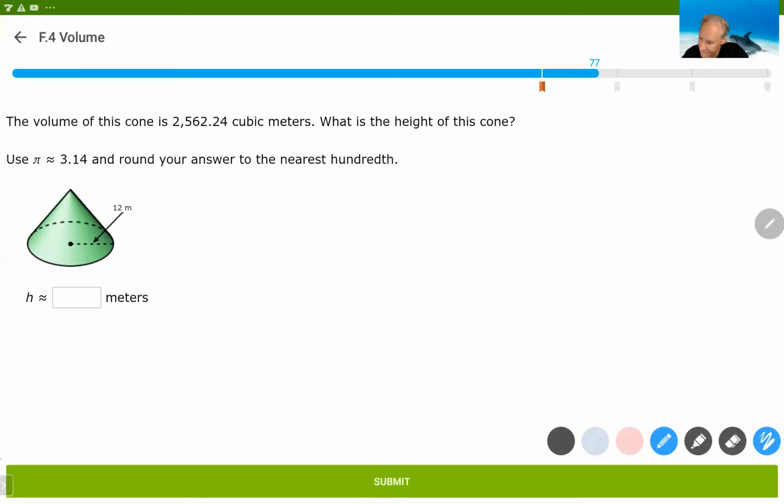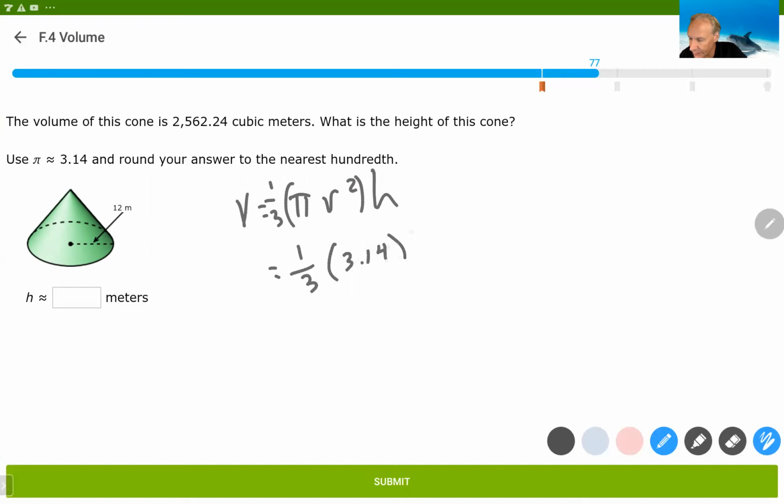And again, follow the steps. We have a diagram. The formula is the volume is equal to r squared times h, that's the area of the base, times the height, times 1/3, since it's a pyramid. So I have 1/3 times approximately 3.14 times the radius, which is 12 squared, times the height is equal to the volume, 2562.24. Sorry, my writing is kind of getting ugly here.